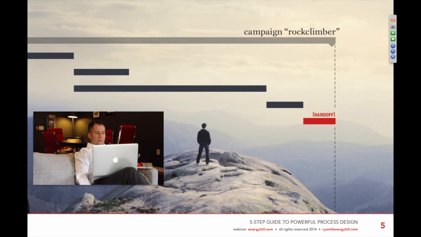Here we have a shot of a guy climbing a mountain. The images will get worse as we go on, so enjoy this one. We call it Campaign Rock Climber. It's a fictional campaign, and this really is an illustration for a Gantt chart.